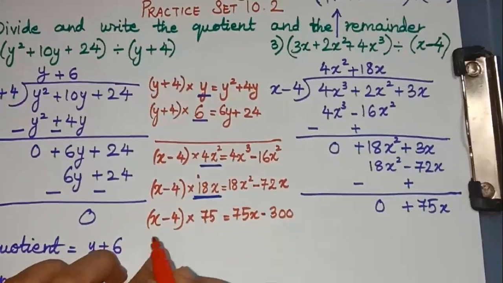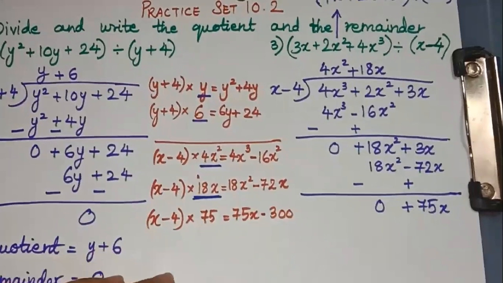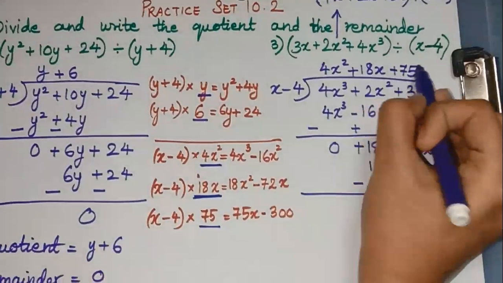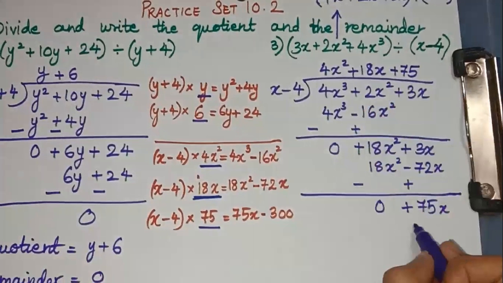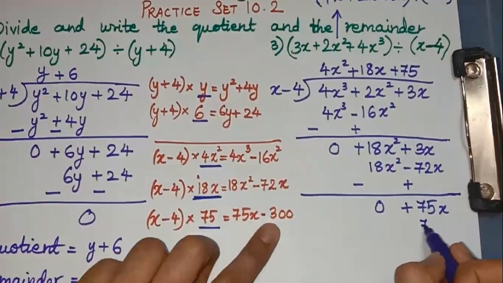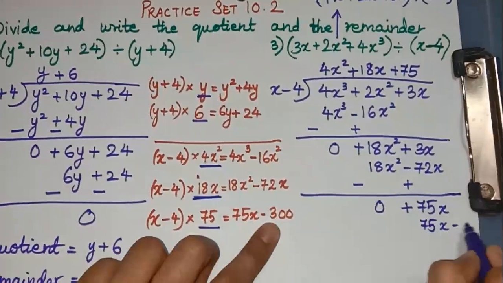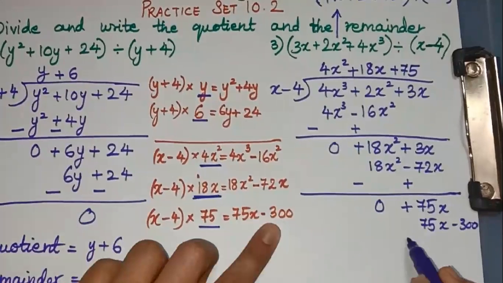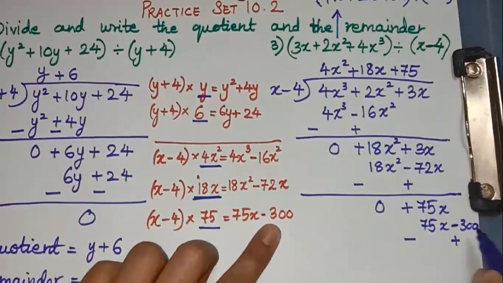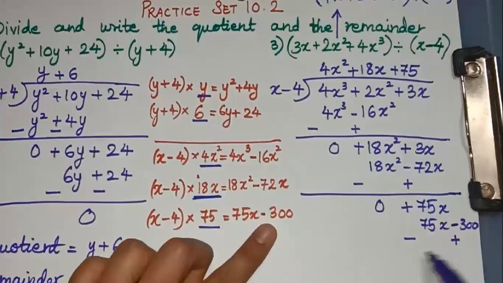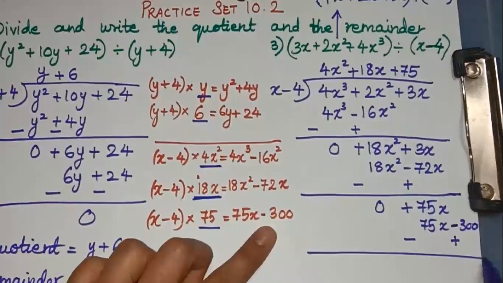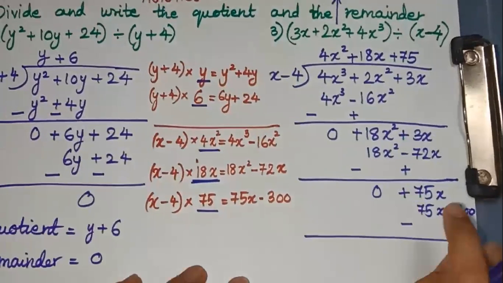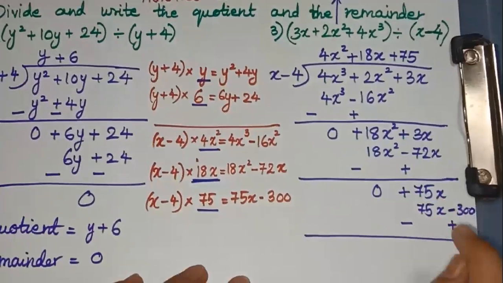Okay, now this will be written over here with the positive sign plus 75, and here we will write these two terms. So 75x minus 300. Okay, this is 300 minus, and this becomes plus. So here girls, as you can see, plus minus is minus, so 75x minus 75x is 0.